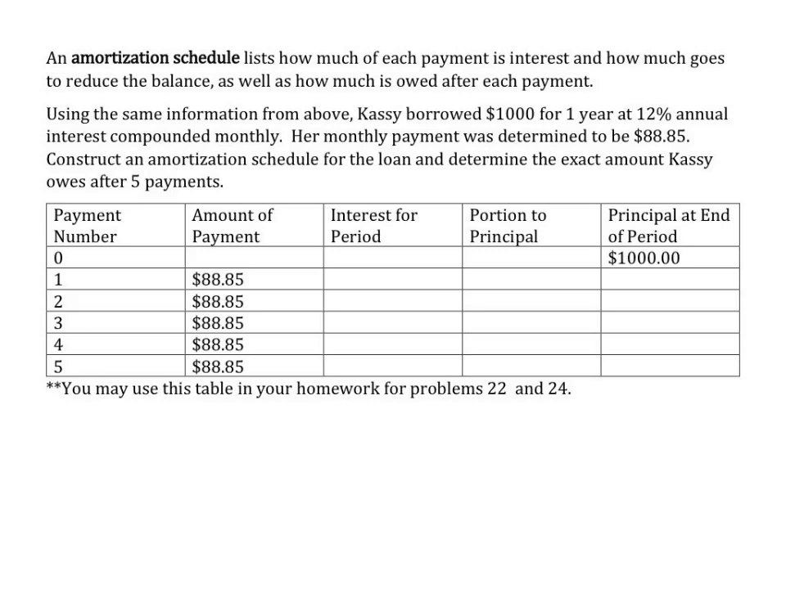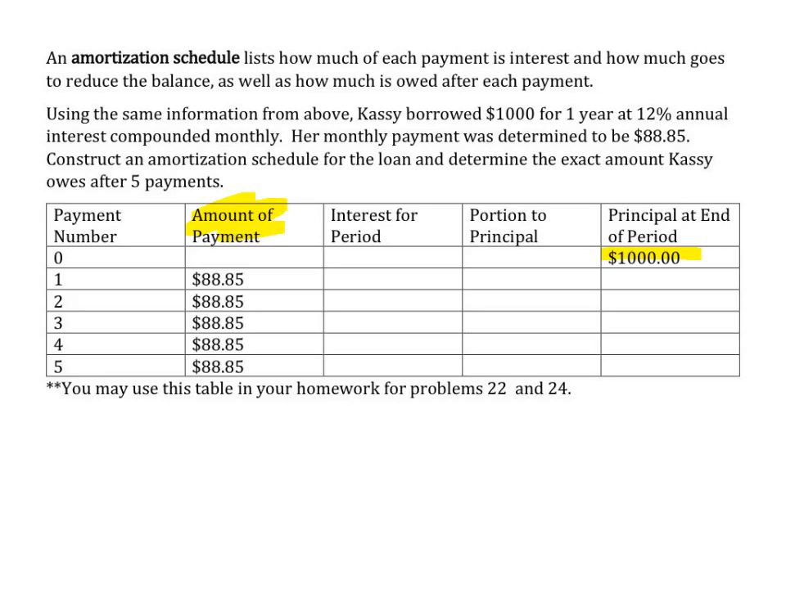So we're going to use the same information from the previous example, that Casey borrowed $1,000 for 1 year at 12% annual interest compounded monthly. Her monthly payment was determined to be $88.85. You'll see that in this category. I only have 5 payments here, but clearly this table could keep going until her principal is at 0. So we're starting at $1,000. We want to fill in this table, so we need to find out how much of her payment is going to the interest and how much is actually going to pay down her principal.